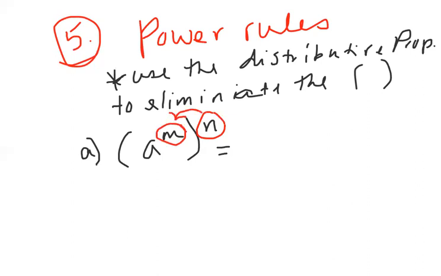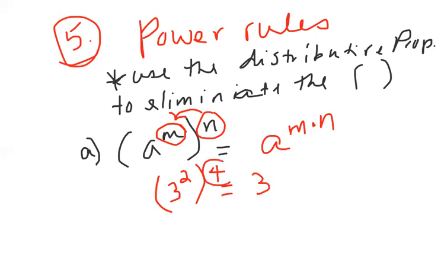So you get a to the m times n power. Here, let me give you a precise example. Let's say you have 3 to the second raised to the 4th power. We keep the base 3 and multiply the two powers together. So you get 3 to the 8th power. That's what I'm talking about, okay?